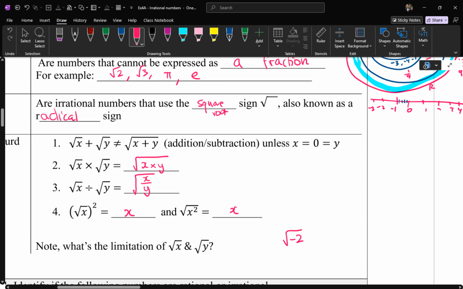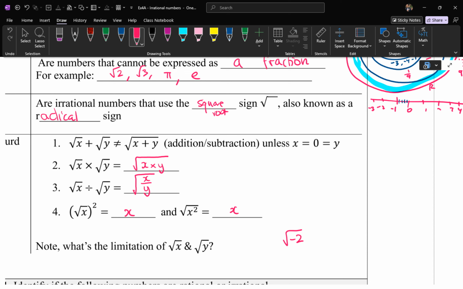Because every time you square, remember square is the inverse. Every time you square, it always becomes a positive number. It is impossible to square a number to get a negative number. No matter what you put into that square, even if I put -1, the answer will always be positive. So how is it possible to square something and get a -2? Or even -4, for example? It's impossible. So when you square root, there's a limitation on x and y.